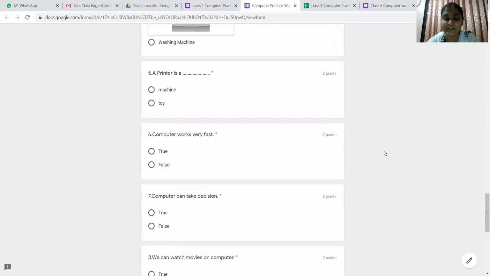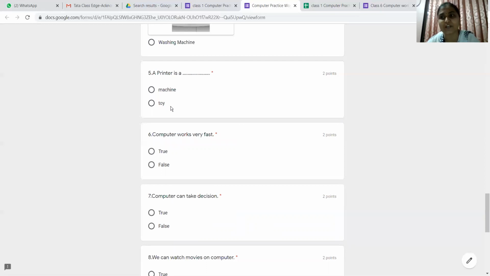Now some reading, serious task. Okay, so question number 5. A printer is a dash. What is printer? So two options are given. Let's see what are they. A printer is a machine or a printer is a toy.